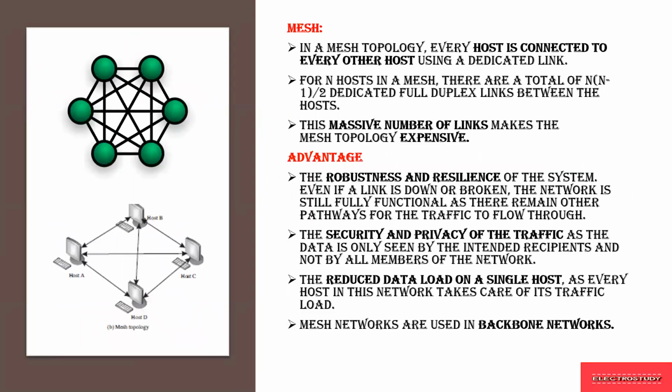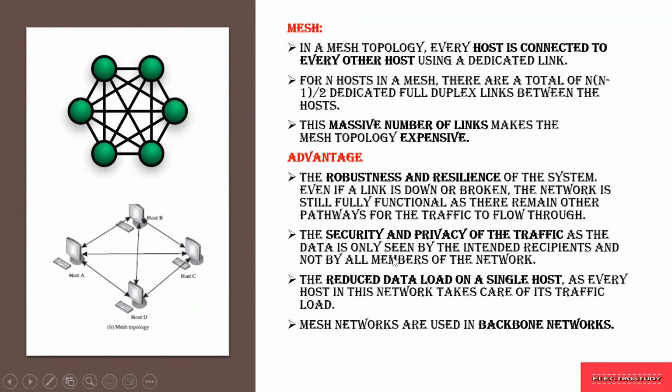Next is mesh. Mesh is nothing but each and every host being connected to each and every different node. So in mesh topology, all the hosts will be interacting with all the hosts, right? So there will be a massive number of links created between different nodes. The best advantage that you can see in this mesh topology is that it is robust. Even if a link is down, say this link is down, you can follow some other path to reach the message to a particular node.